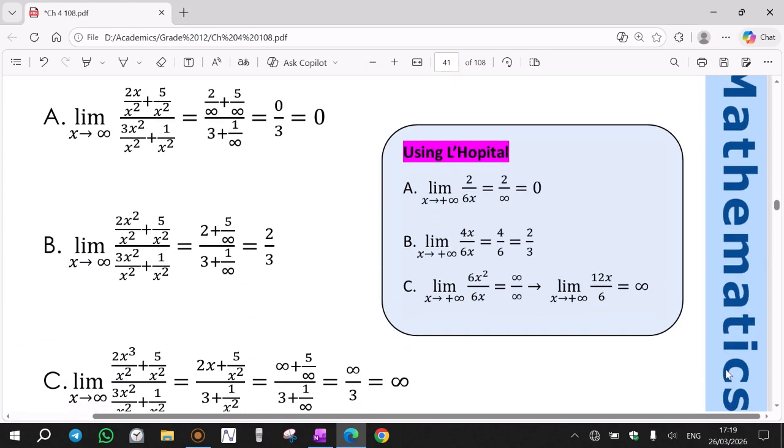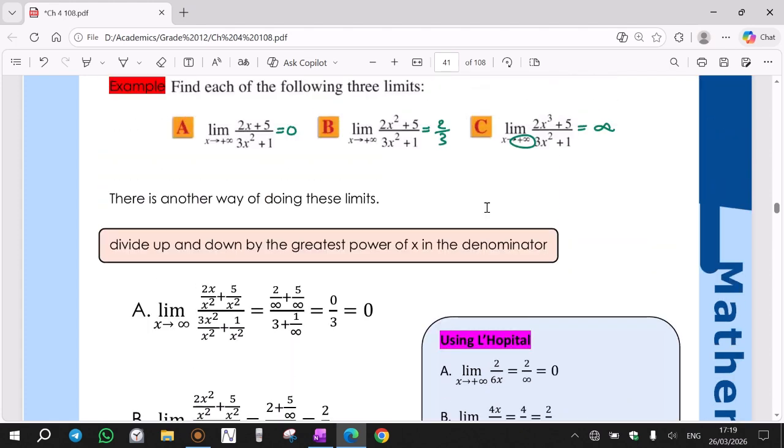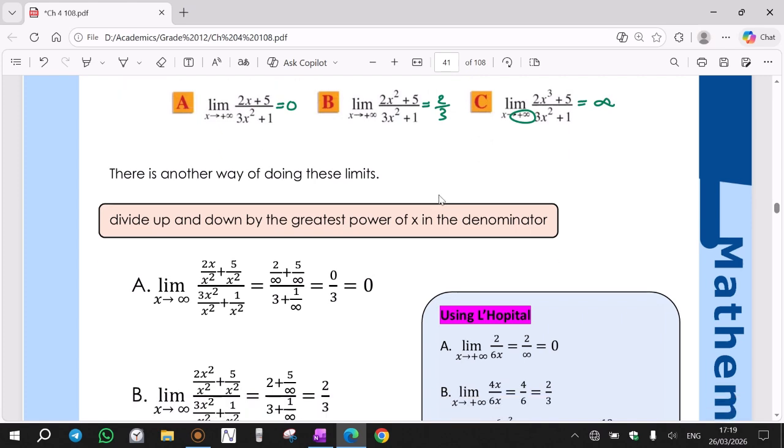Same questions, we can solve them using L'Hopital, or there's another way. Whenever you see limit x tends to infinity, we are allowed to divide everything by x. So it's better to divide everything by x with the highest power in denominator. This is a way to solve limit x tends to infinity. L'Hopital, you already know, we studied in chapter 3. And the note, which is the easiest, is also quite efficient.